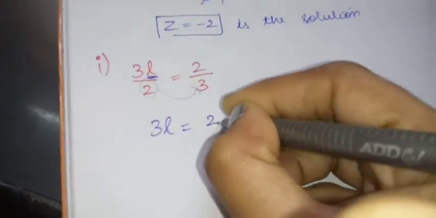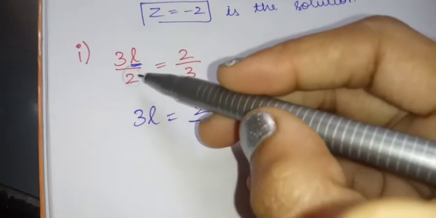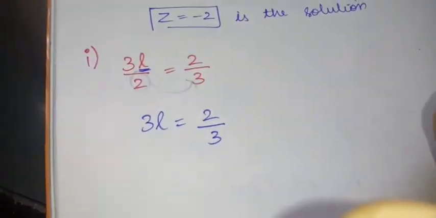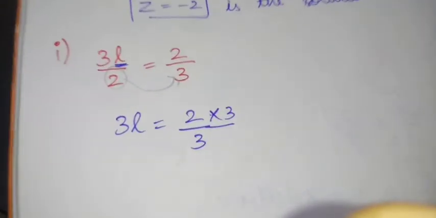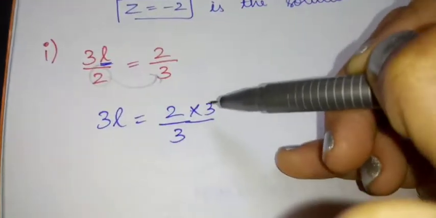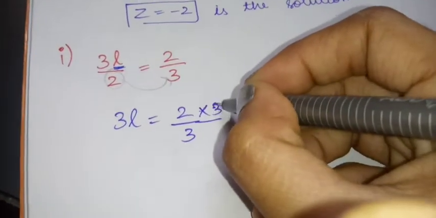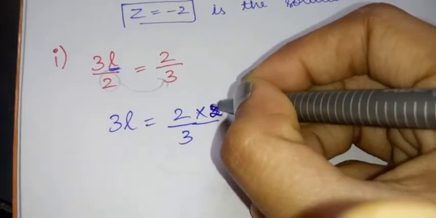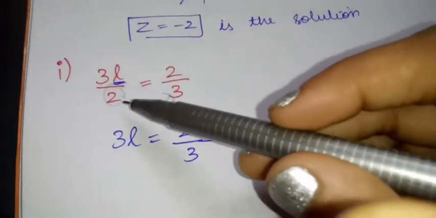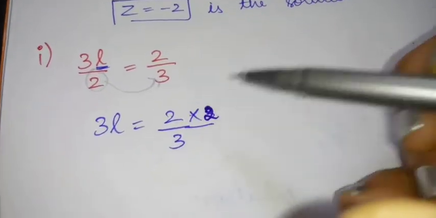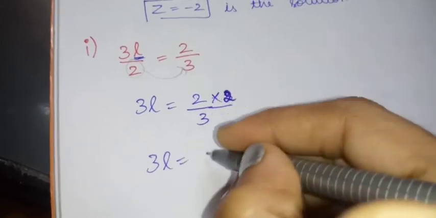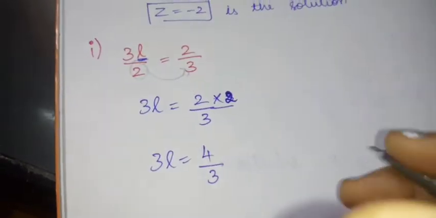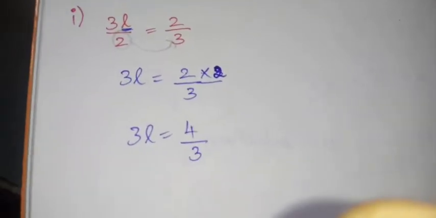3L is equal to 2 by 3. Actually a division by 2, if it goes to that side, becomes multiplication in the numerator. I told you if it is multiplication, we will write it in the numerator. It is not 3, it is 2. If the 2 goes to that side, it comes to the numerator. Now 3L is equal to 2 twos are 4 divided by 3.